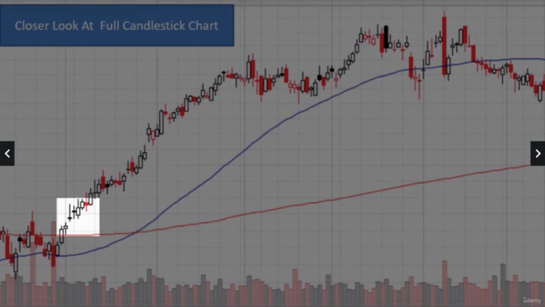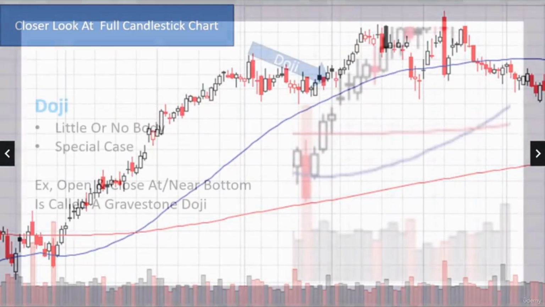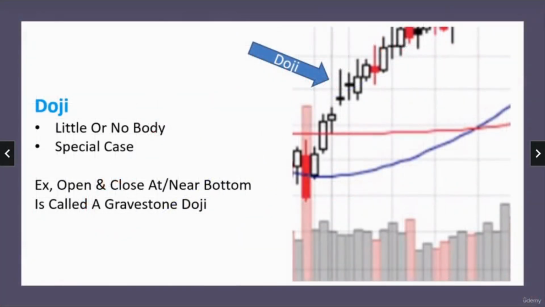You might see a candlestick that has a very long top, but not much difference between open and close. So it has a very small body, almost like a line across. That's actually called a doji, and there are things we trade around it. That's a candlestick with little or no body, and it's a special case, where the open and close are occurring at or near the bottom. If it happens near the bottom, it's a gravestone doji. This is an example of a gravestone doji, occurring more towards the bottom. It would be a different name if the same thing happened at the top, with open and close near the top.